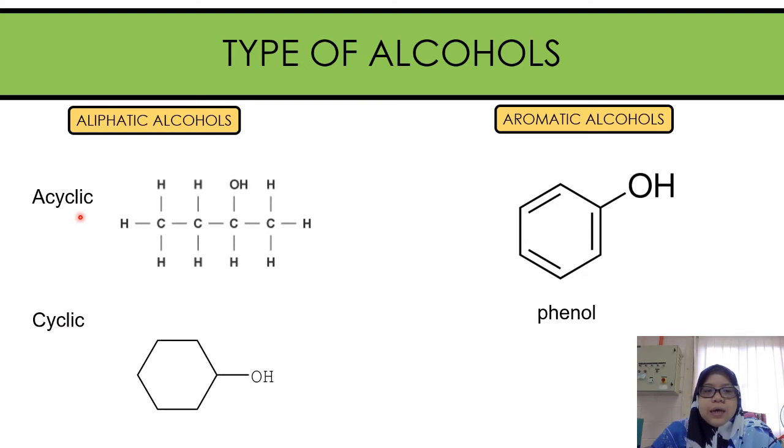For acyclic aliphatic alcohol, our hydroxyl group is attached to an open carbon chain. And for cyclic aliphatic alcohol, our hydroxyl group is attached to a closed carbon chain. And then for aromatic alcohol, our hydroxyl group is directly attached to our aromatic ring, which is what we call phenol in our previous chapter.